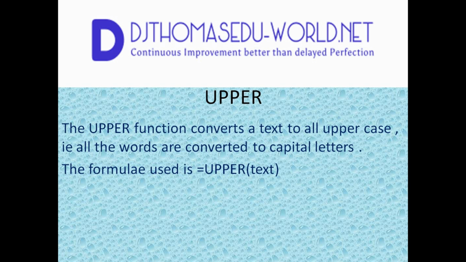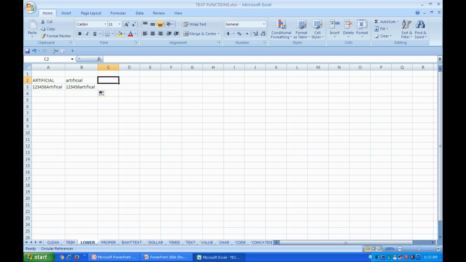Moving on to the next Excel function, UPPER. The UPPER function converts a text to all uppercase, that is the words are converted to capital letters. The formula used is UPPER and select the text. Let's see how it works in Excel. I have entries in the second row and third row which are in lowercase. To convert to uppercase, just type equals UPPER, click on it, open bracket, select the cell and close it.